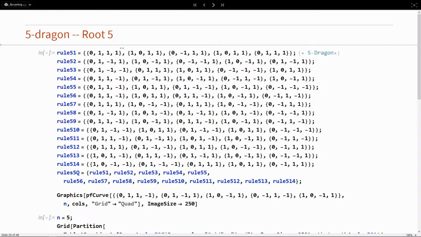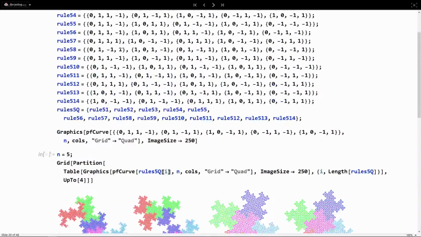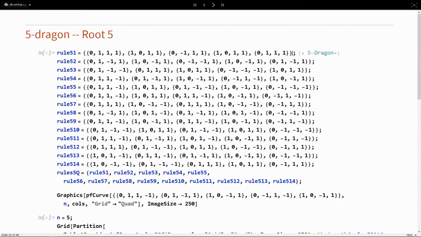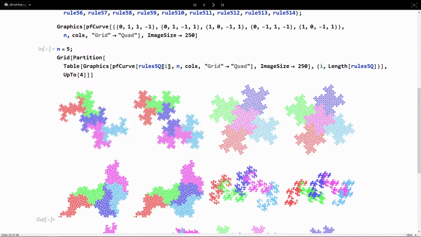After root 4, we can look at root 5. There's more of these. Here's the 5 dragon at the top, which is the most famous of these. You can see it looks very much like the tur dragon, but instead of having 3 copies making the larger shape, in this one, 5 copies makes the larger shape.